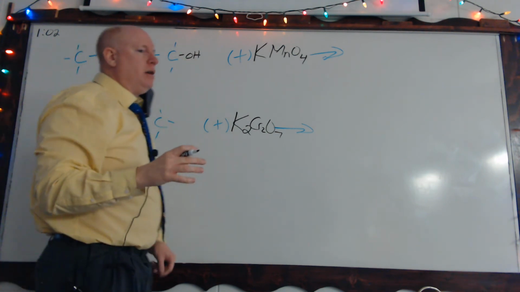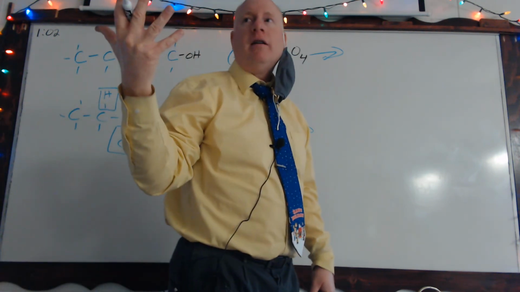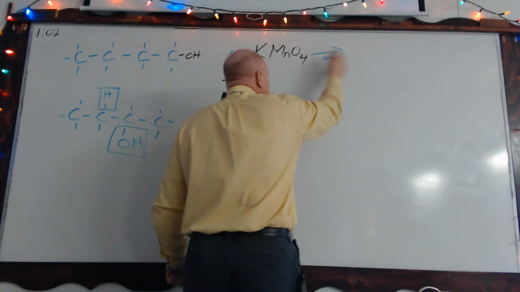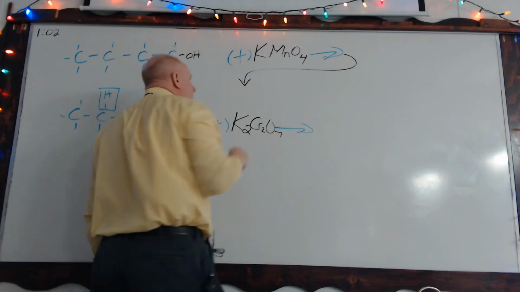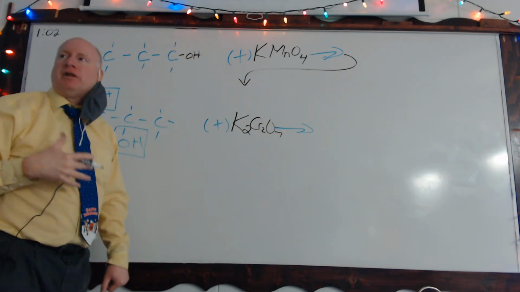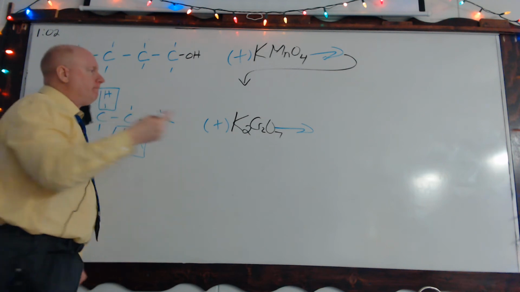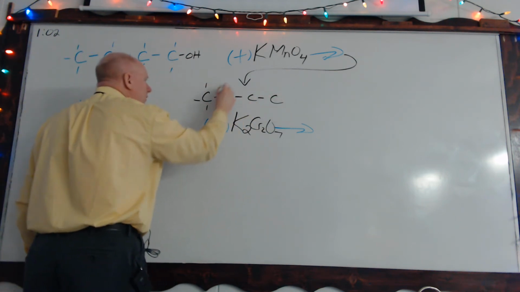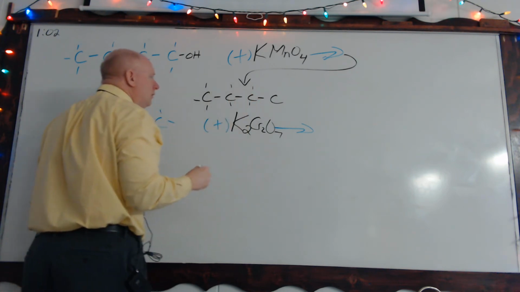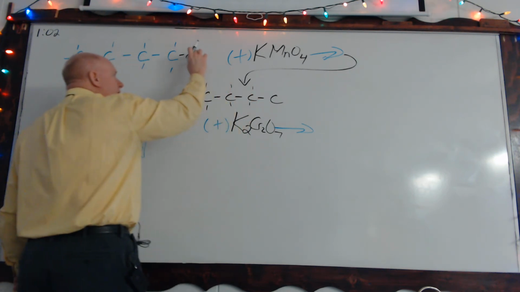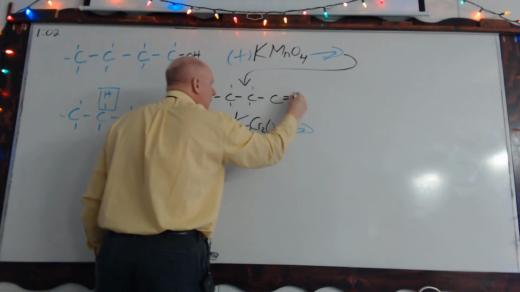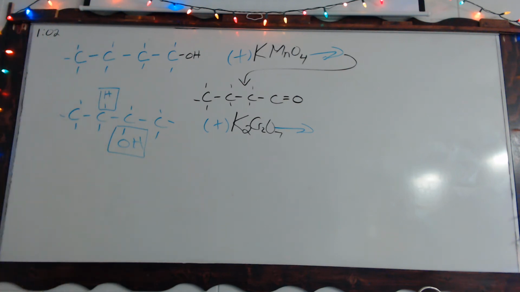So when you say there's two steps, which there are, okay? For primary alcohols with an oxidizing agent, what is the end result of step one? All the carbons are still here. Okay, so this hydrogen has left. We've got a double bonded oxygen. We're almost done with that compound.